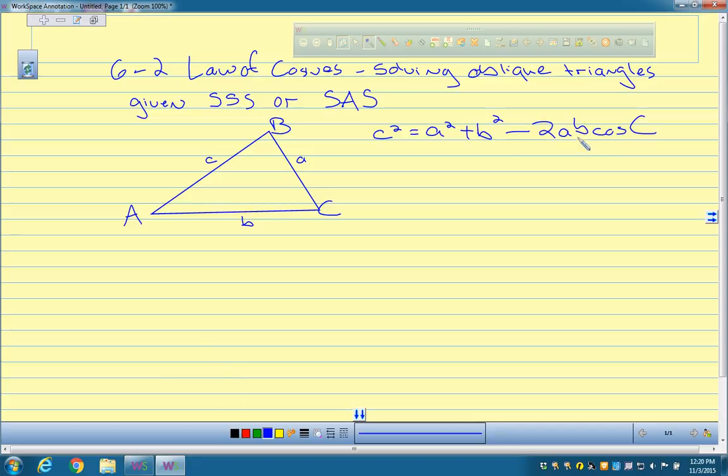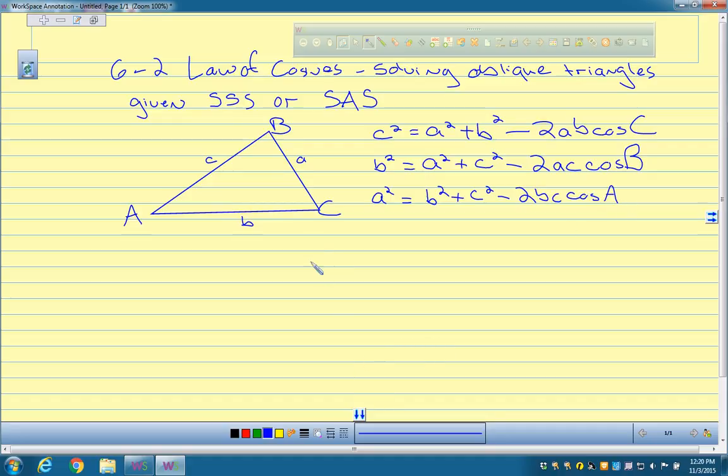Now you could use, and I don't remember, there's actually like 3 different formulas, but they're really the same formula. B squared is equal to a squared plus c squared minus 2ac cosine, guess what? B, right? And for a squared, you could probably figure out what that formula is going to be. What goes here? A squared equals b squared plus c squared, minus 2bc cosine of A.